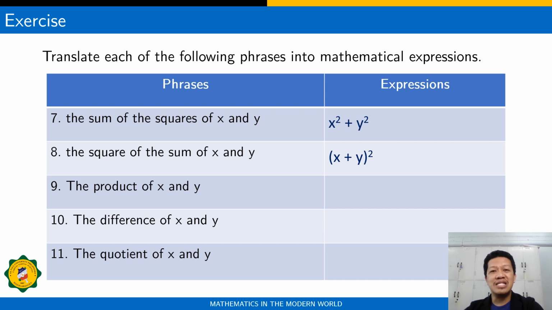The use of parentheses is very important here. It means that you square the sum of x and y, not only the y to be squared. About number 9, the product of x and y. So simply it can be written as xy. And the word difference means you subtract, so there is the subtraction or minus sign. And quotient is for division, so you may use the fraction bar or the symbol for division.